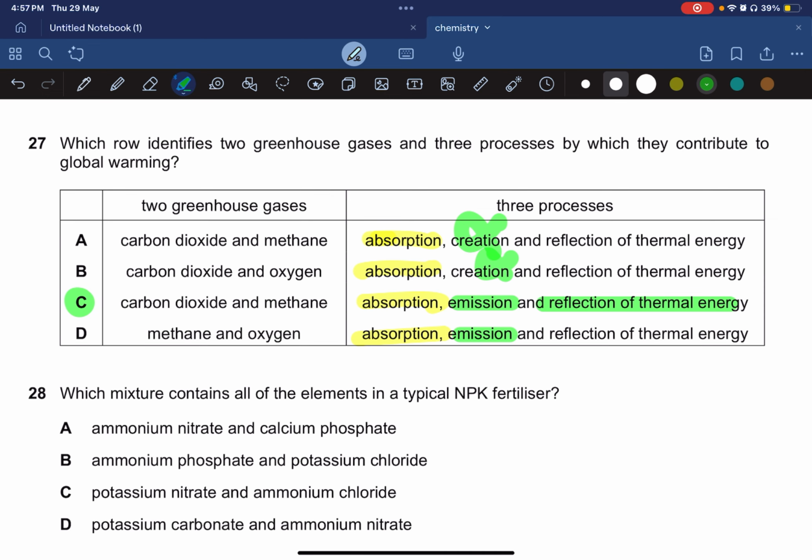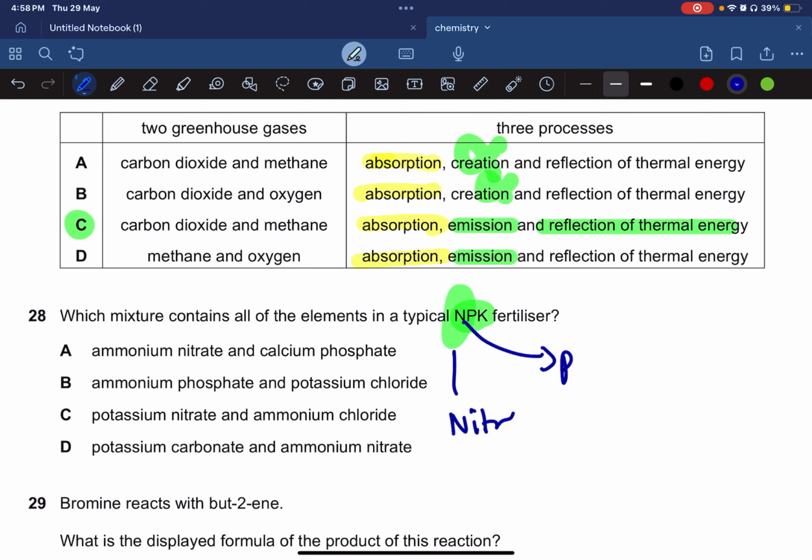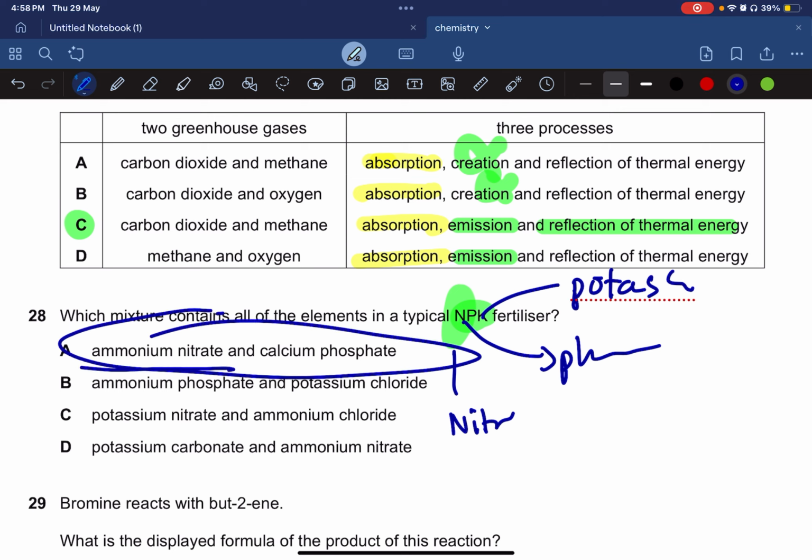Okay, which mixture contains all of the elements in a typical NPK fertilizer? N is for nitrogen, P is for phosphorus, and K is for potassium. So ammonium nitrate, okay, and calcium phosphate. Where is our potassium in it? There's calcium phosphate, so incorrect. We need potassium as well.